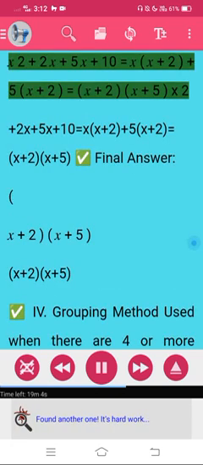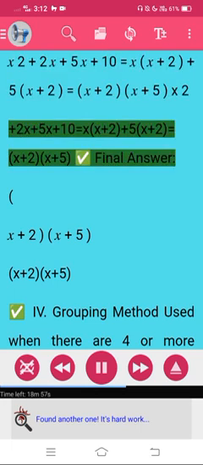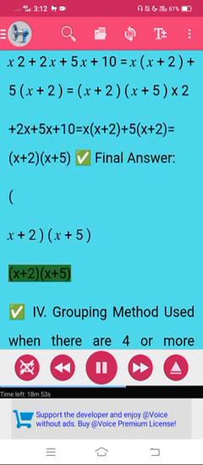Step 2: x² + 2x + 5x + 10 = x(x + 2) + 5(x + 2) = (x + 2)(x + 5). Final answer: (x + 2)(x + 5).